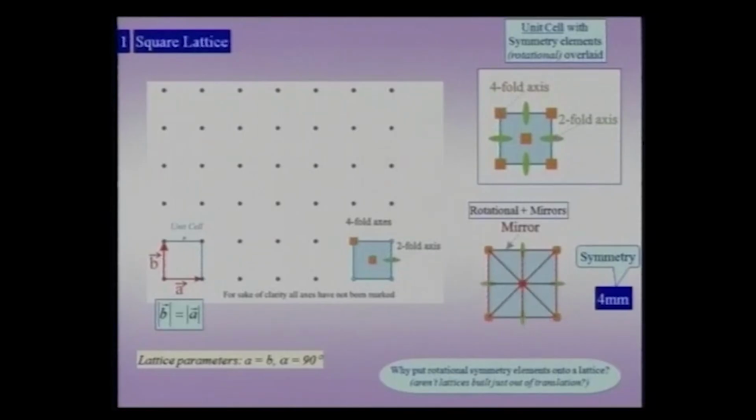A question which obviously comes to mind is why do we put rotational symmetry elements onto a lattice? Aren't lattices supposed to be constructed only of translational elements?